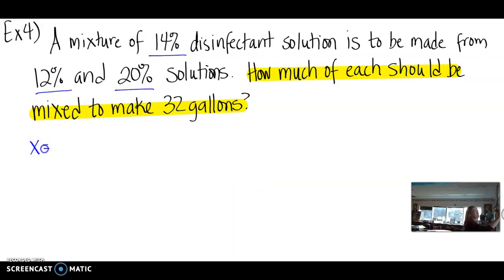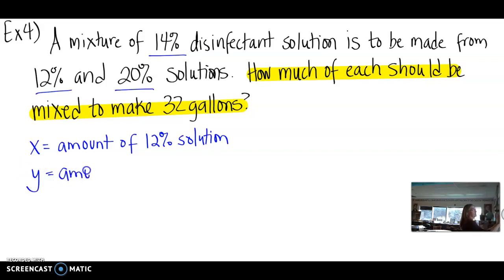So I'm going to let X be the amount of 12% solution. And so that means that the other 88% is like water or something like that, something that is not a disinfectant. And then Y can be the amount of the 20% solution. And you can use whichever variables you want. I'm just being boring and using X and Y.